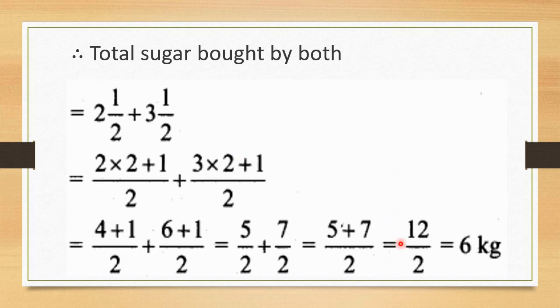When we divide, we will get 2 ones are 2, 2 sixes are 12. So 6 kilogram we will get. Total sugar bought by both, that is 6 kilogram.